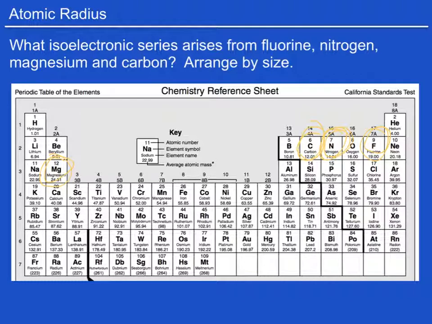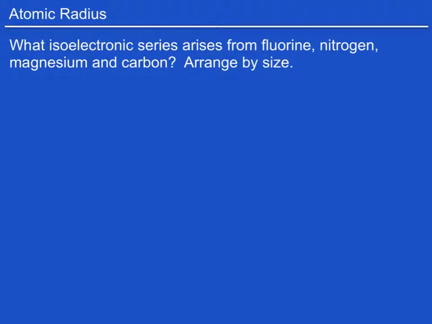So now we can start to figure out their size. Alright, so the first thing I'm going to do here is write out what we just found out from the table, which is the charges. So fluorine will form the F- ion, fluoride ion. The nitrogen ion will be the nitride, N3-. Magnesium will be Mg2+. And the carbide ion would be the C4-.